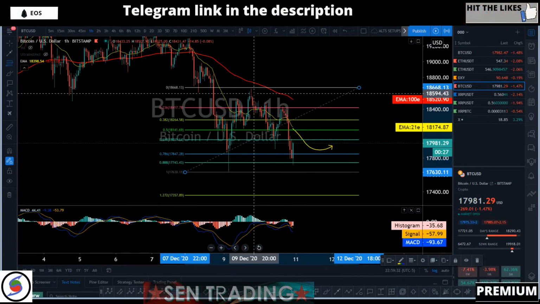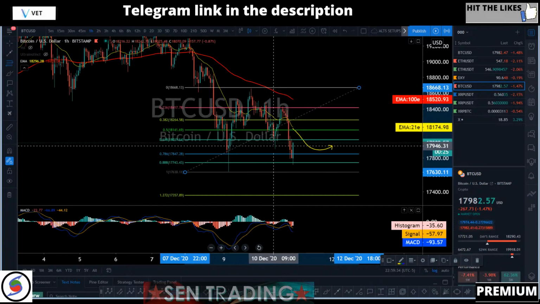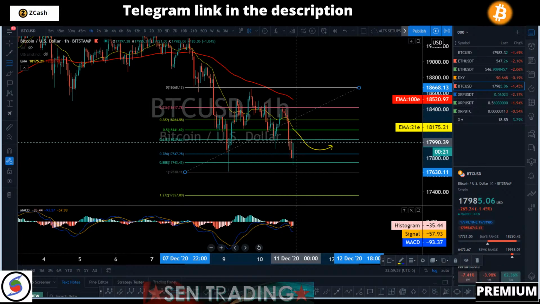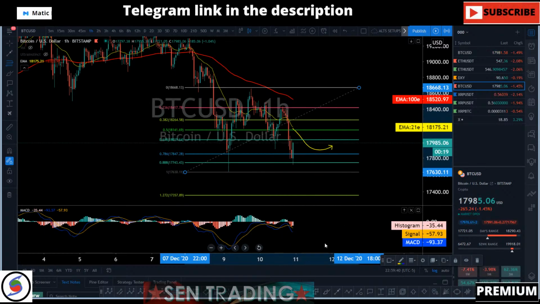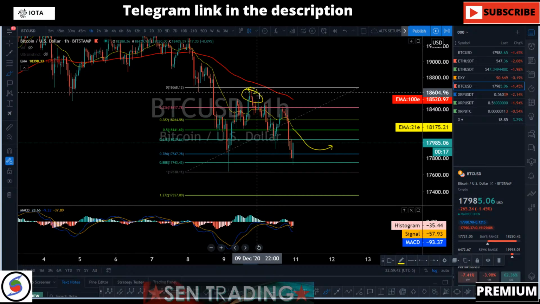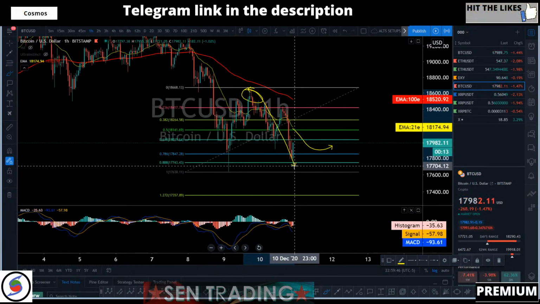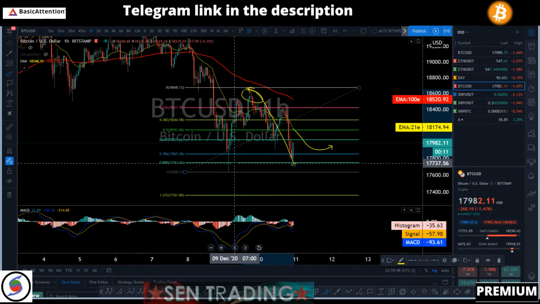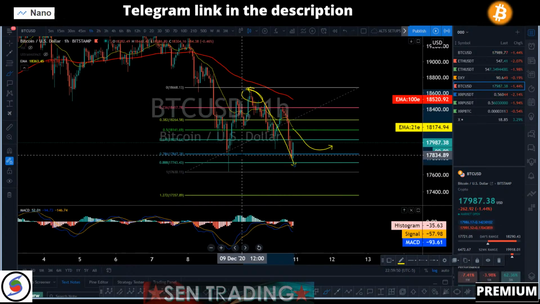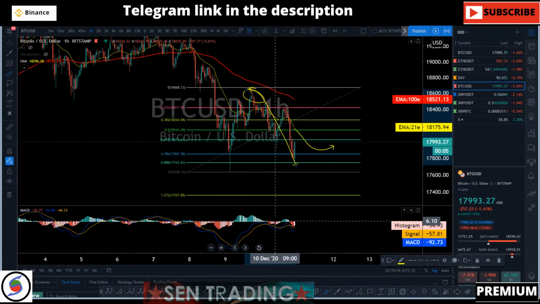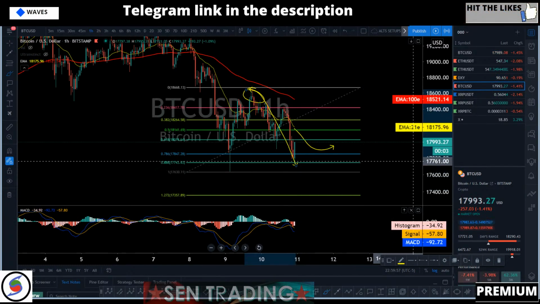You FOMO on this move, you're going to be panicking. And I showed you right there. I told you guys less than 24 hours ago, we talked about it. We said the possibility of BTC retesting 0.888 to 0.786 is very high, because we just don't have any bullish divergence. That's it. That was pretty easy, right?